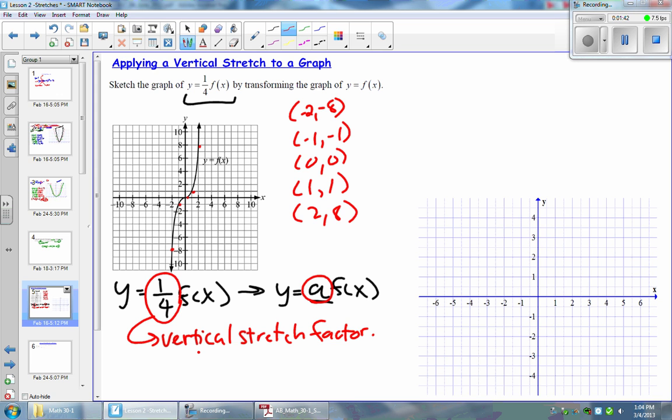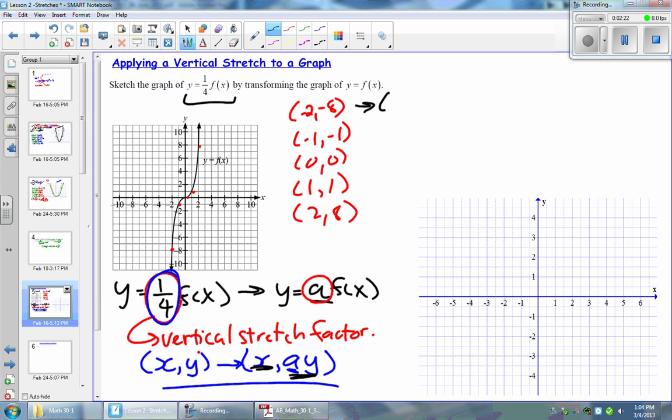So we picked some points on the original graph, and now we're going to apply the vertical stretch factor. When you're applying a vertical stretch, remember, for any point x, y on the original graph, it becomes x comma a times y. That was from my previous lesson. We already determined what that a value is, and that a value is 1/4. So you're applying a vertical stretch factor on all your y coordinates by a factor of 1/4. All your x coordinates will stay the same, but all your y values are going to be multiplied by 1/4.